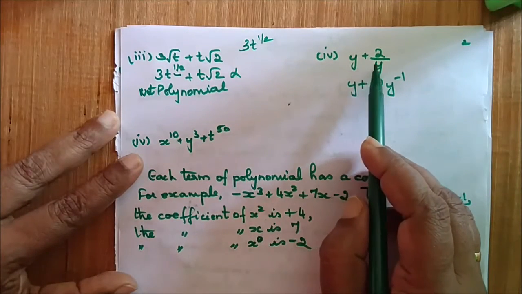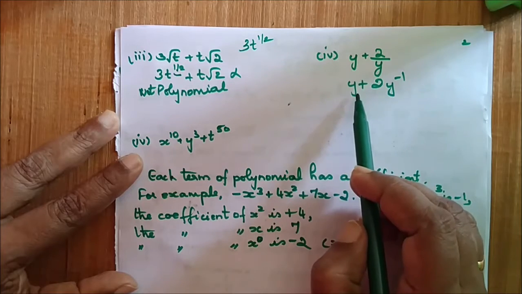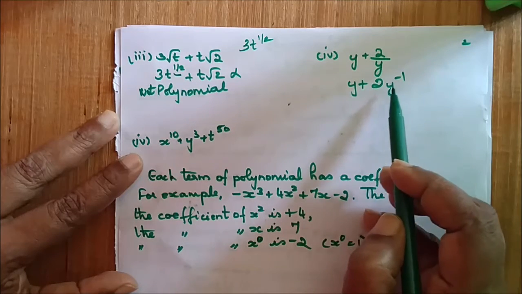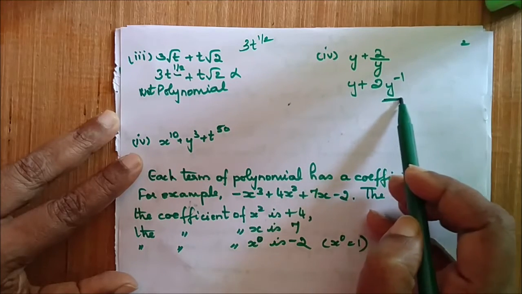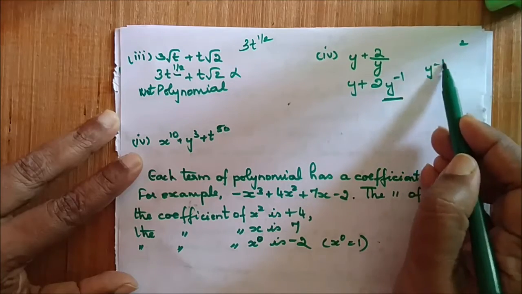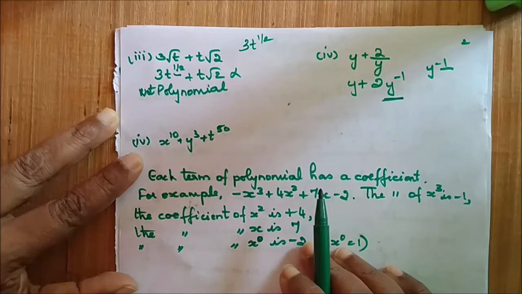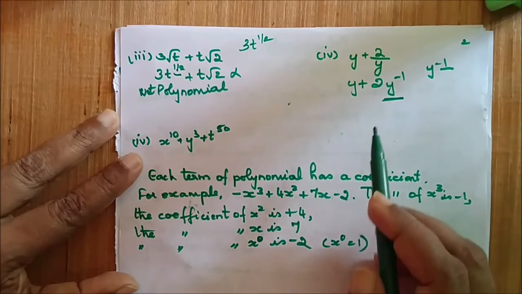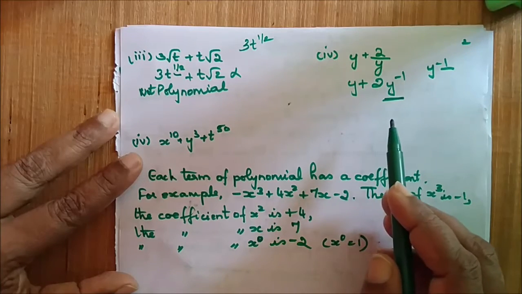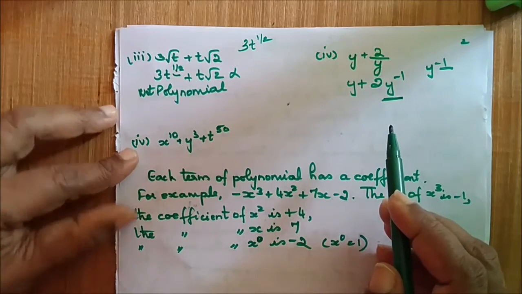Similarly, y plus 2 by y. This can be written as y plus 2y to the power minus 1. So, y to the power minus 1, here minus 1 is not a whole number. Therefore, this is not a polynomial. This is in one variable, but it is not a polynomial. I hope you get it.